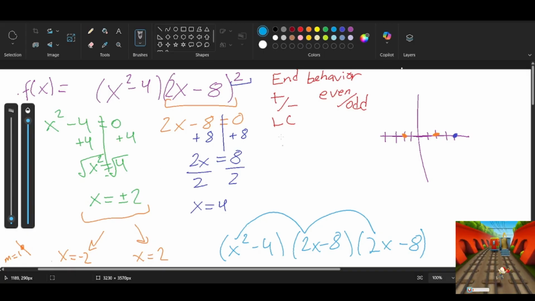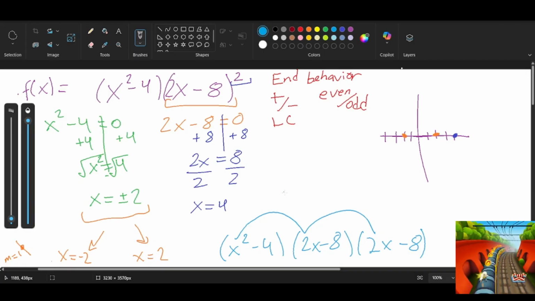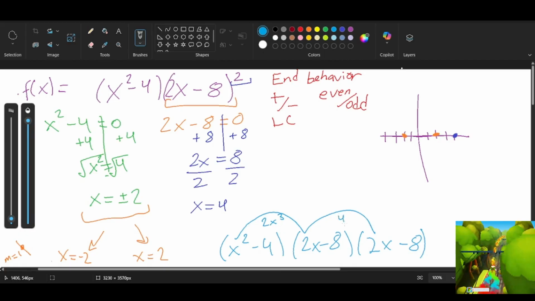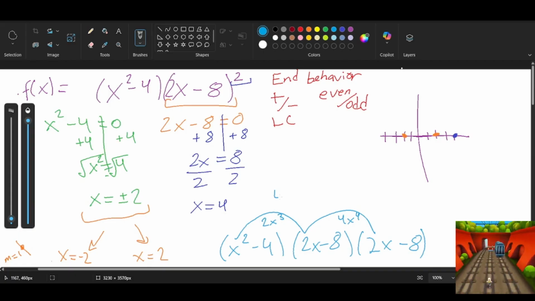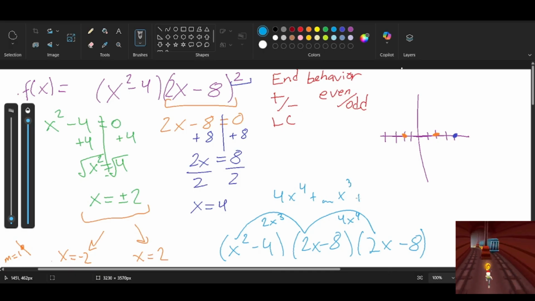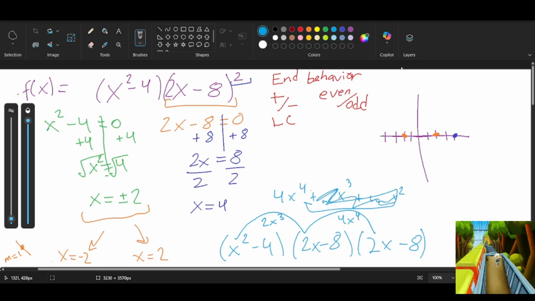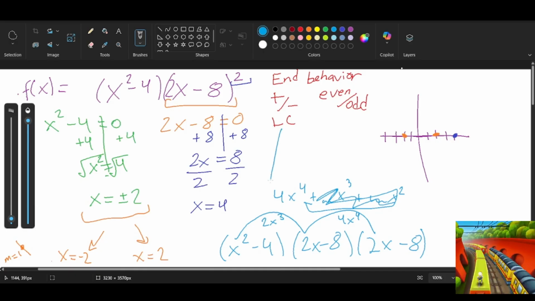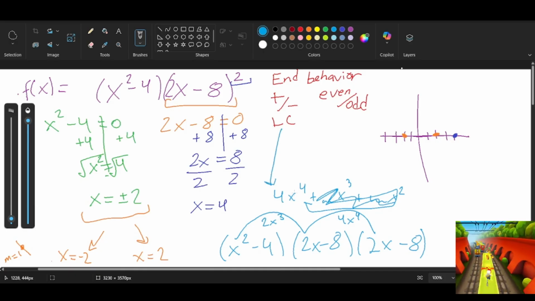I hope it does. But if I were to put this into standard form, I'd have x squared times 2x. That would be 2x cubed. 2x cubed times another 2x would get us to 4x to the 4th. So I'd end up with some 4x to the 4th plus something x cubed plus something x squared. That all doesn't really matter because we just care about what our highest term is. So I'm looking at my leading coefficient. Is 4 a positive or negative number? It's positive, right? I don't see this negative sign out front.